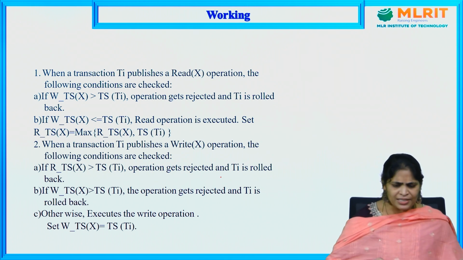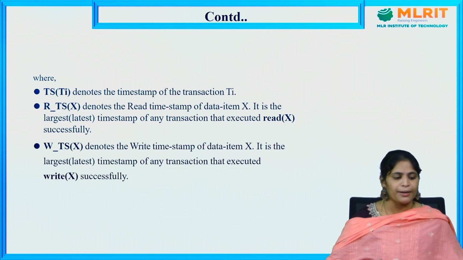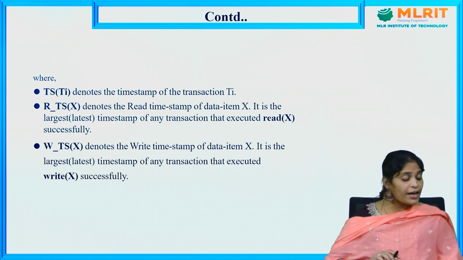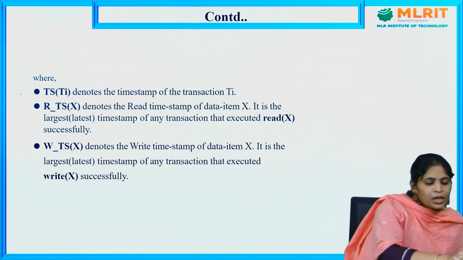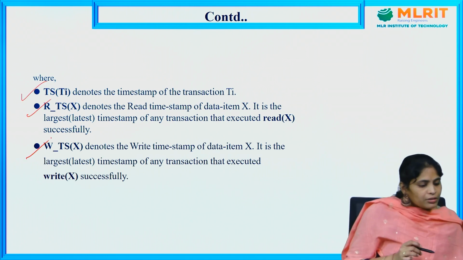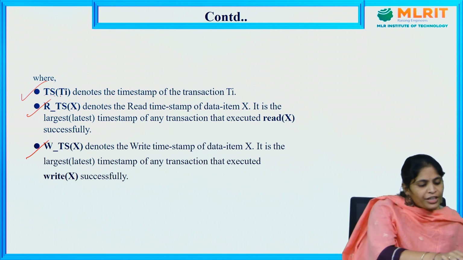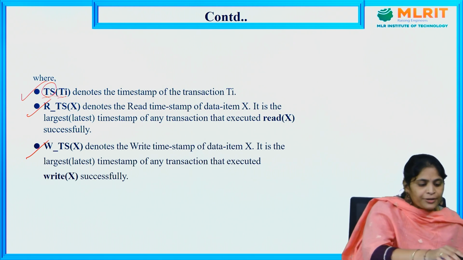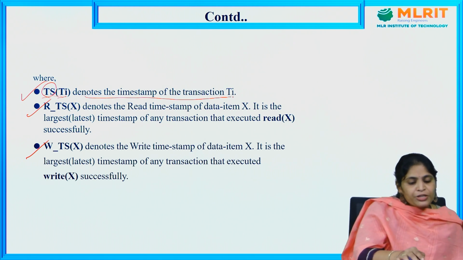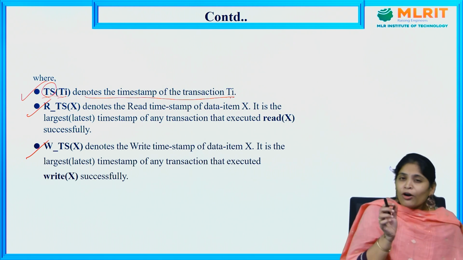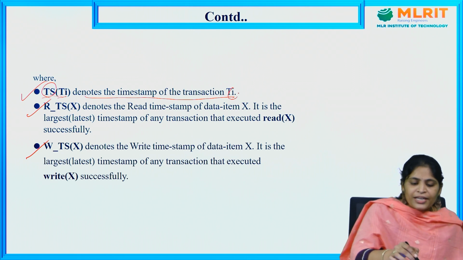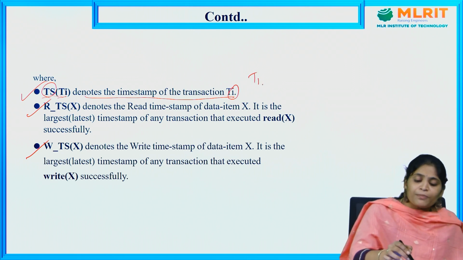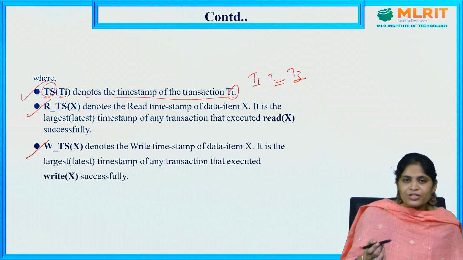Okay. Let us discuss these things with a simple example. Before going to that, as I have represented, what are the three? See here, three conditions. TS of Ti means the timestamp of a transaction. I means transaction 1 or 2 or 3 like that. So, TS of Ti denotes the timestamp of that particular transaction. Here I is the subscript that represents T1 or T2 or T3, whatever transactions are there.